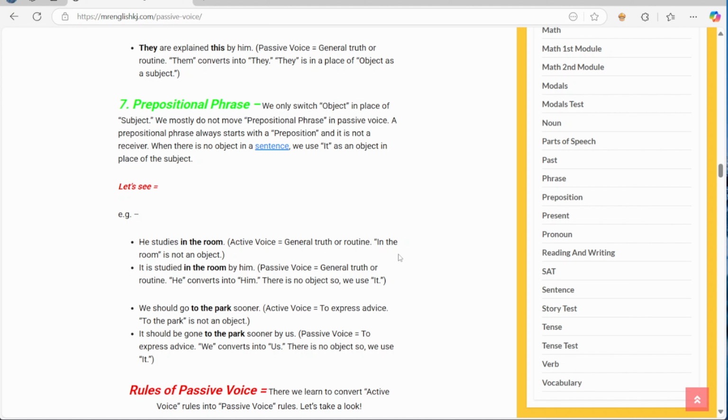Prepositional phrase. If you want to learn prepositional phrase, you can by going here. Here you can see preposition. There you can find preposition phrase also. Okay. Or you can click here. Now what's a prepositional phrase? When we use things like that, they are not objects. Okay. They are prepositional phrases. Now don't get confused by believing or assuming them to be an object. Okay. When you see a preposition like in or to, most likely it is a preposition phrase.